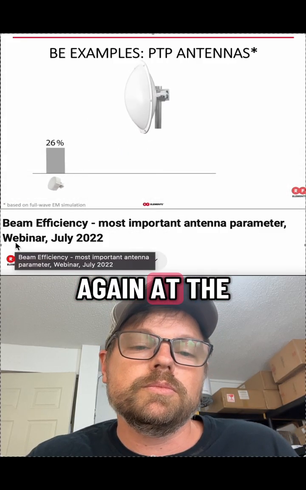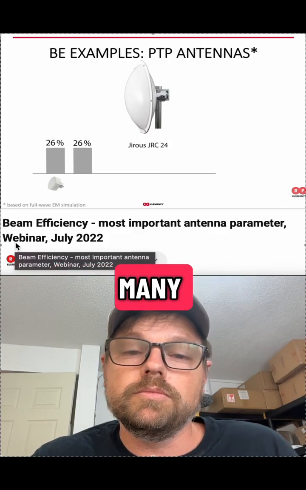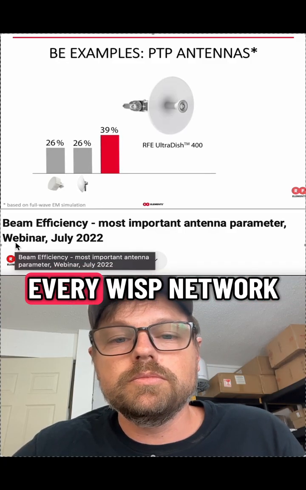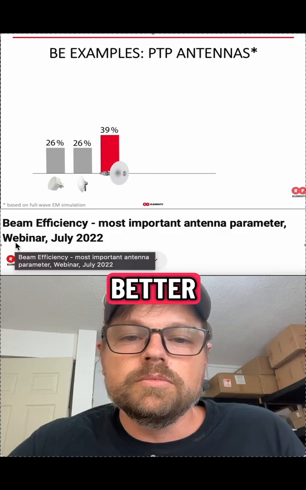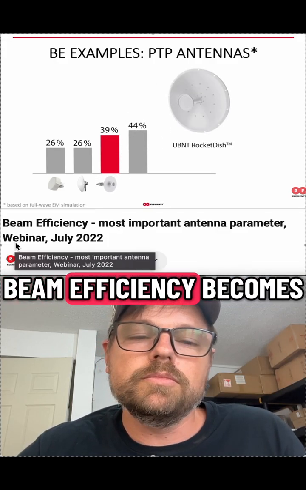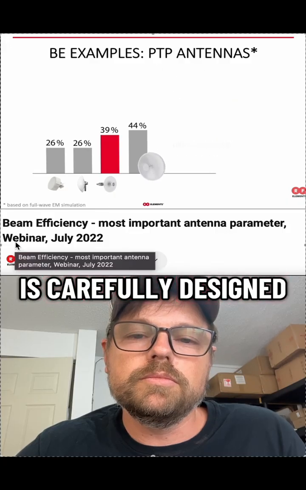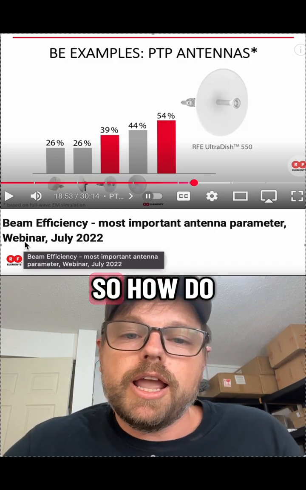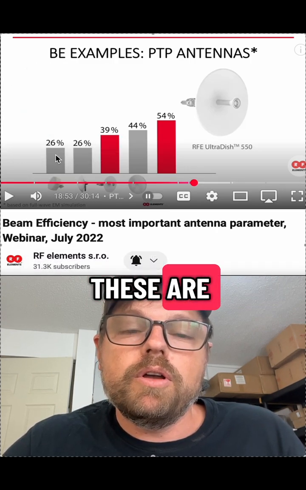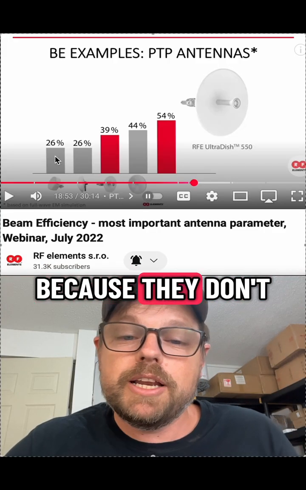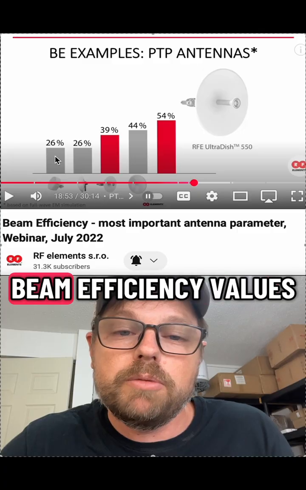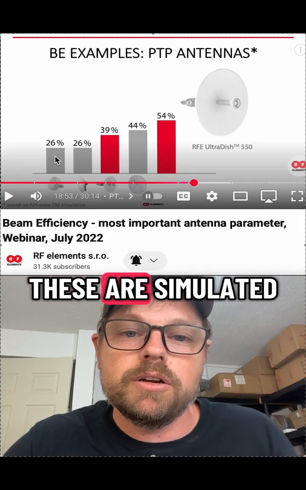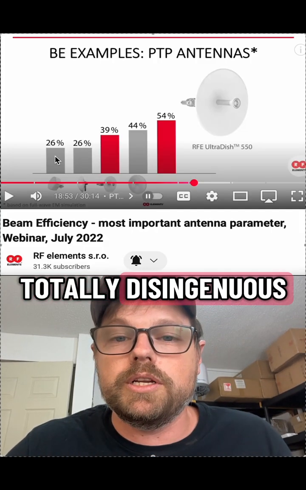Arrays are again at the bottom of the beam efficiency performance due to the many frequency-dependent side lobes collecting and transmitting the noise, hurting any and every WISP network out there. Dishes are somewhat better. Generally, the bigger the dish, the better the beam efficiency becomes, if the antenna is carefully designed and well manufactured on top of that. Carefully designed and well manufactured. So how do they know if these are carefully designed and well manufactured? Because they don't have the designs to create the beam efficiency values. These aren't even manufactured antennas. These are simulated antennas. So this is totally disingenuous.